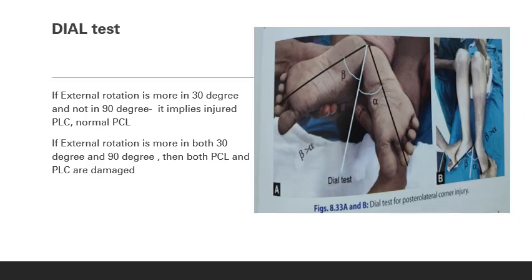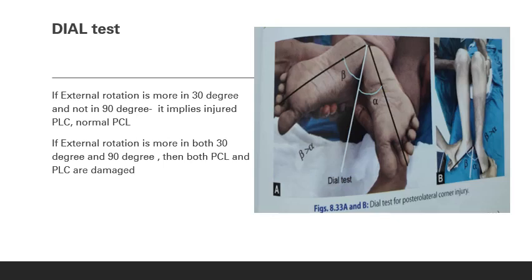Another test is dial test. Patient lies prone on couch. Both knees are flexed to 90 degree while plantar aspect of foot faces upward. Examiner holds both ankles separately, gives an external rotation to the leg while watching for abnormal external rotation occurring at the level of knee as compared to the normal side.